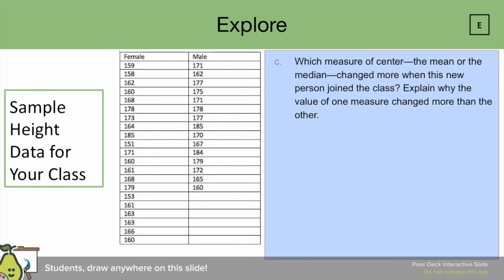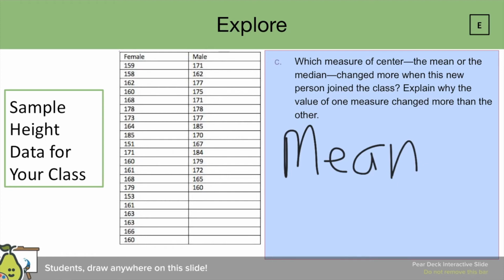On slide E, students are asked which measure of center, the mean or the median, changed more when this new person joined the class. Explain why the value of one measure changed more than the other. A sample response would be that the mean changed more than the median when the new student was added. This is because the very large value of 251 is far from the center. It pulled the average and the balance point up quite a bit.